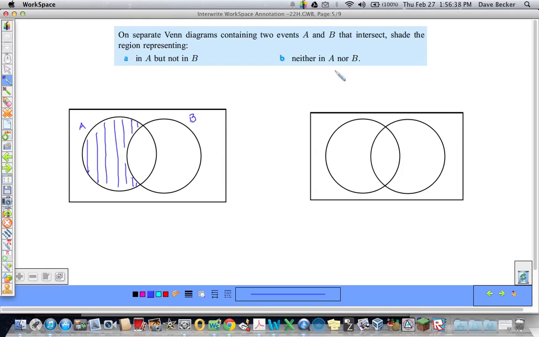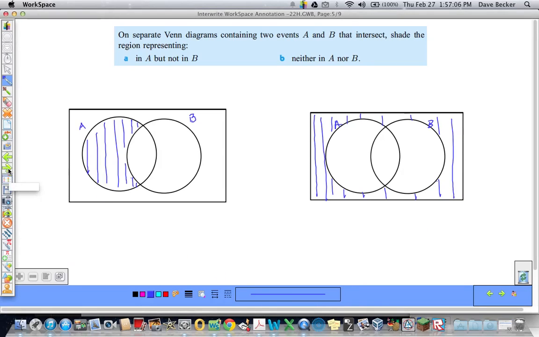Neither in A nor B. Not in either one. So that's going to be everything outside of these circles. I guess I should label these A, B. So the shading could look something like this, and I think you get the idea. I'm going to make my spaces a little bit further in the interest of time. And there we go. That's what that would look like.